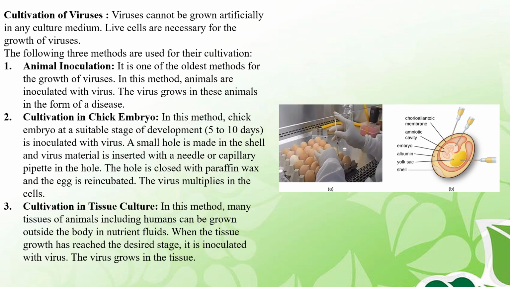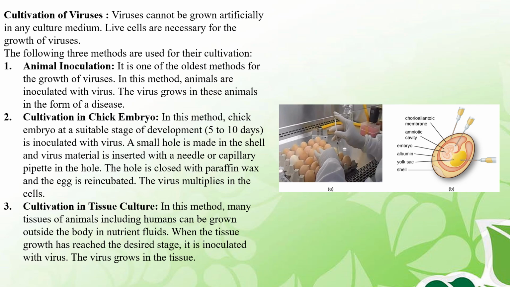The second one is embryonic egg, or cultivation in chick embryo. First, the Burnet method was later used to cultivate virus in numerous places of the embryonic egg. In this method, a chick embryo at a suitable stage of development, that is 5 to 10 days, is inoculated with the virus. A small hole is made in the shell and the virus material is inserted with a needle or a capillary pipette in the hole. The hole is then closed with paraffin wax and the egg is re-incubated. Now the virus multiplies in the cells.